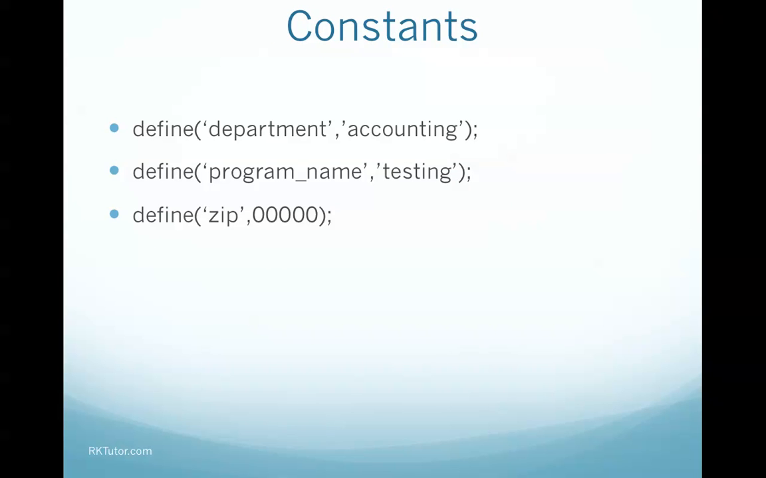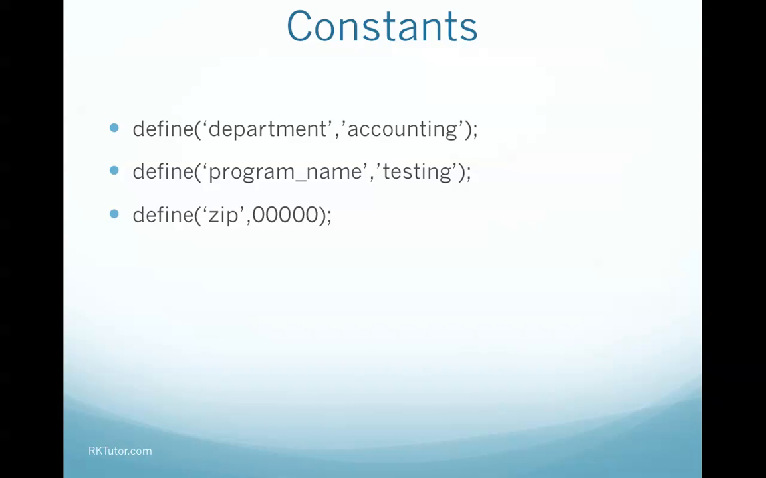Constants. What is a constant? Everybody knows what a constant is. How to define a constant? In PHP you define it with define, then the name, and the constant value. For example, define department, I am assigning as accounting. In my program, I know it always holds accounting, or this program is for accounting, that's why I am declaring department as accounting.